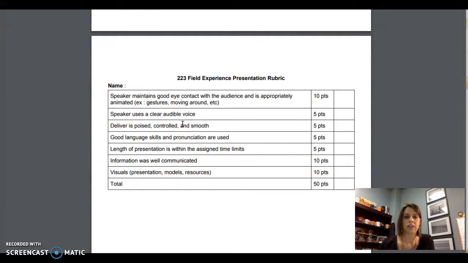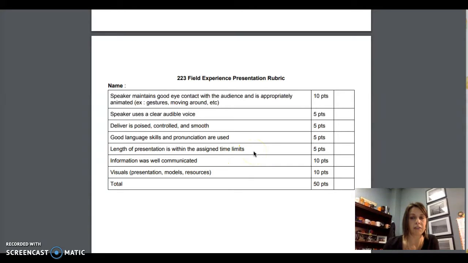Now, your presentation. What I'm looking for is that you maintain good eye contact with the audience, and I'll show you how we're going to be doing this. You have a clear, audible voice. Your delivery is poised, controlled, and smooth. You use good language skills and pronunciation. The length is within the assigned time limits, which is no more than 15 minutes.